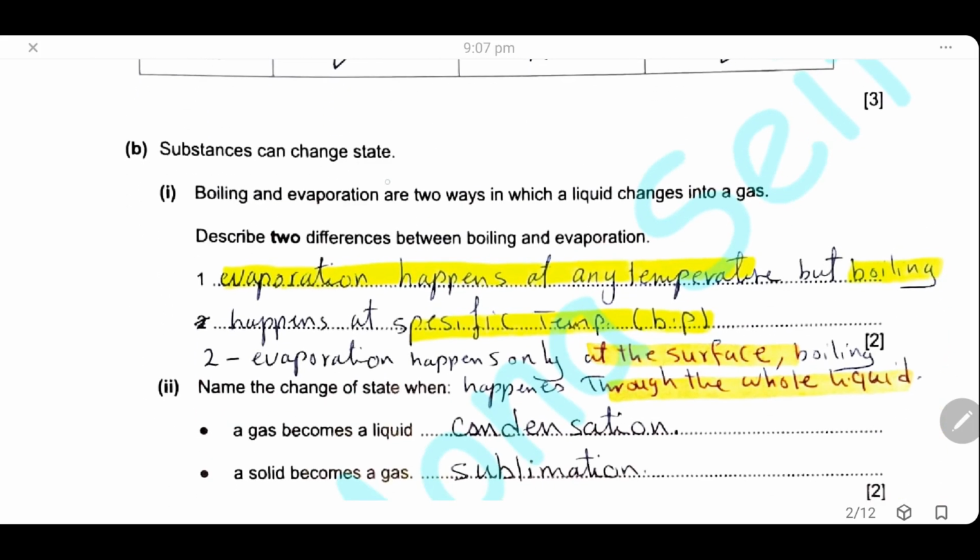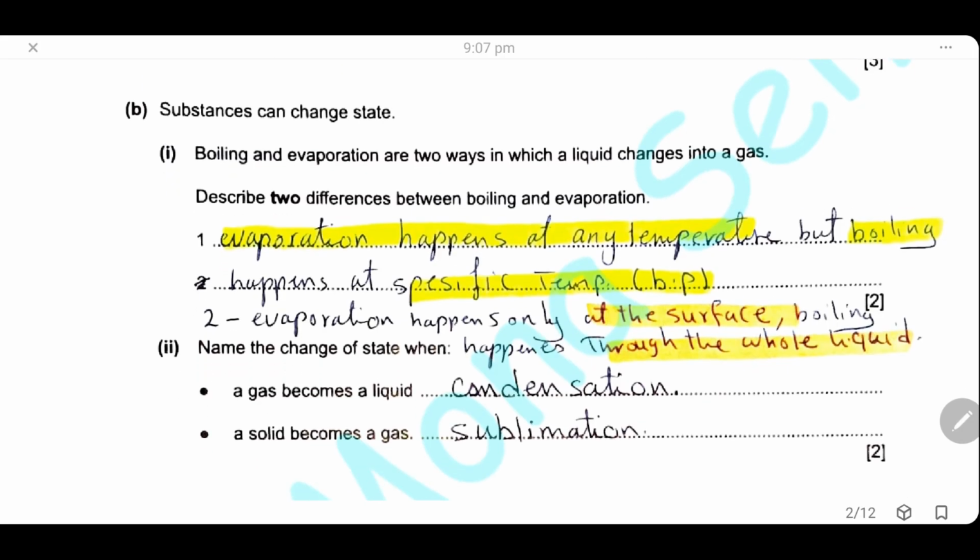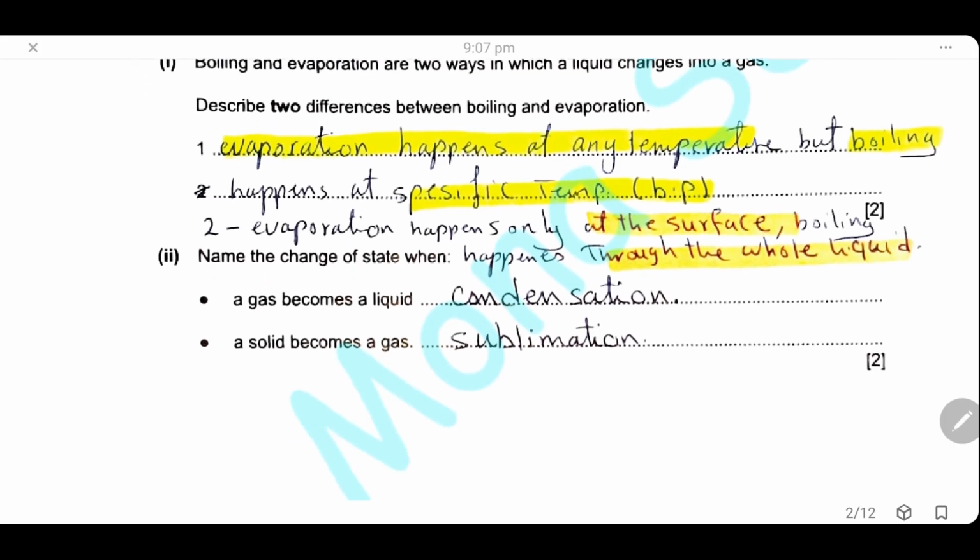Substance can change state. Boiling and evaporation are two ways in which a liquid changes into a gas. Describe two differences between boiling and evaporation. The first difference, evaporation happens at any temperature, but boiling happens at a specific temperature, which is the boiling point of this liquid. Second difference, evaporation happens only at the surface, but boiling happens through the whole liquid. Also, we have a third difference, that boiling involves formation of bubbles, but in case of evaporation, there are no bubbles.